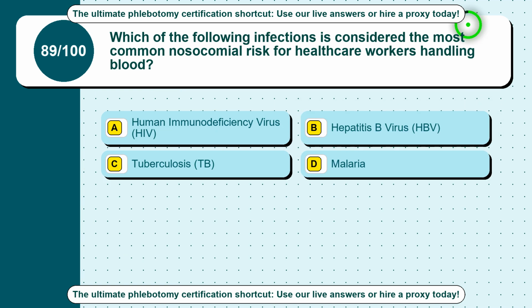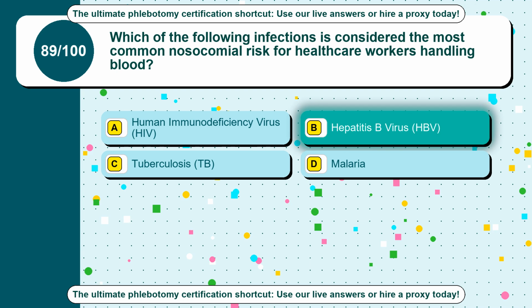Question 89. Which of the following infections is considered the most common nosocomial risk for healthcare workers handling blood? Option A, human immunodeficiency virus, HIV. Option B, hepatitis B virus, HBV. Option C, tuberculosis, TB. Option D, malaria. The correct answer is option B, hepatitis B virus, HBV.